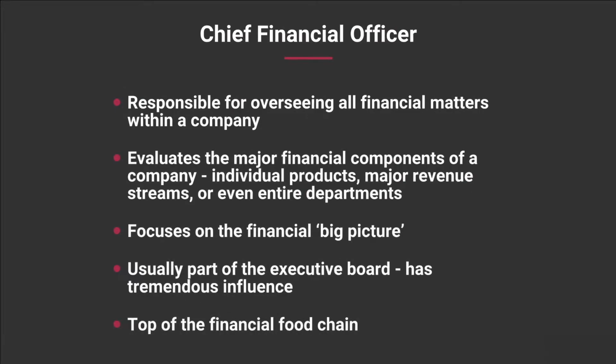First is the Chief Financial Officer. The Chief Financial Officer is responsible for overseeing all financial matters within a company. They evaluate the major financial components of a company, including individual products, major revenue streams, or even entire departments. The Chief Financial Officer, or the CFO, focuses on the financial big picture, and they're usually part of the executive board, so they have tremendous influence in the company. Think of it like this: they are at the top of the financial food chain.